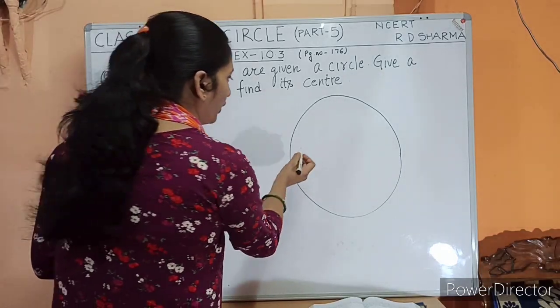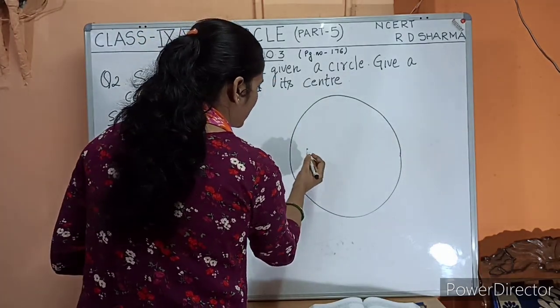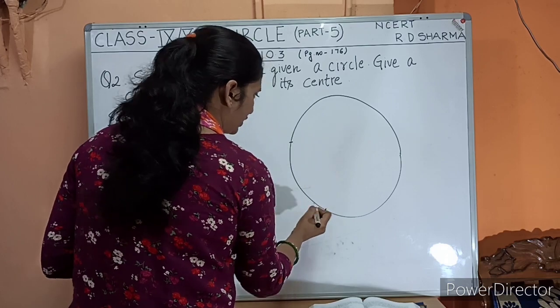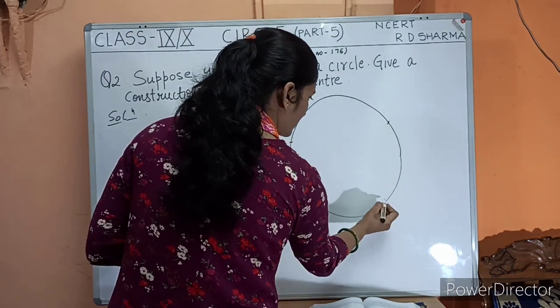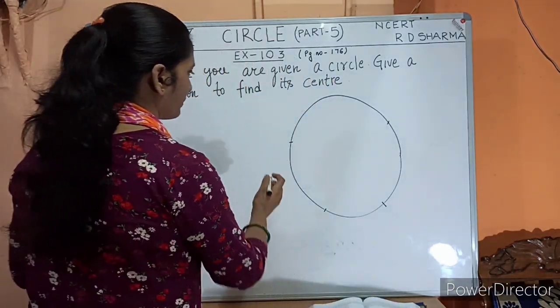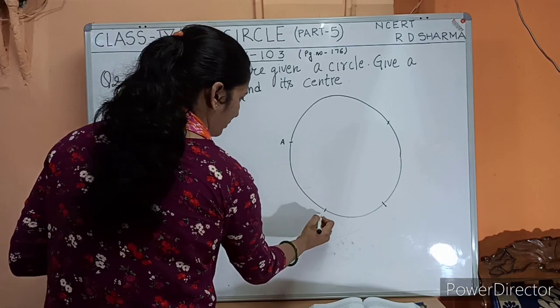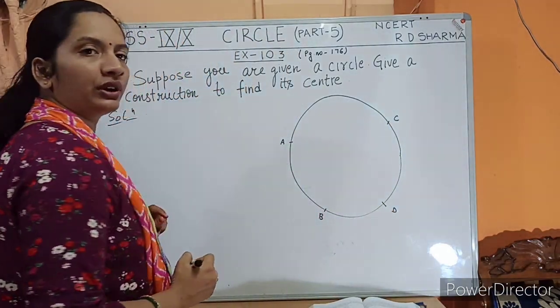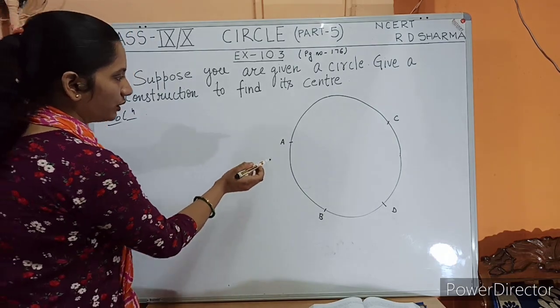For that, the second step is, we need to try to mark two equal arcs on the circle, so that both arcs are equal. Let us suppose this arc is A, B and this arc is C, D. After doing so, you need to join them.